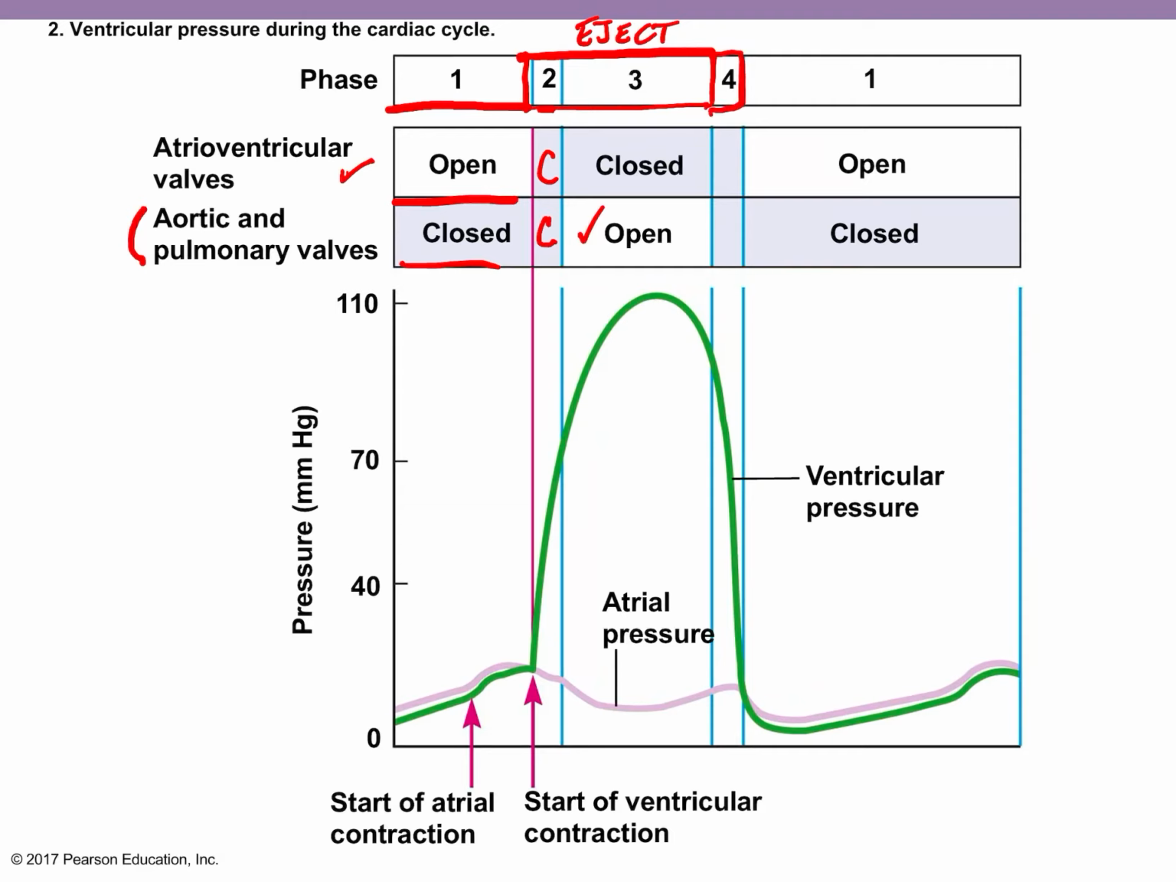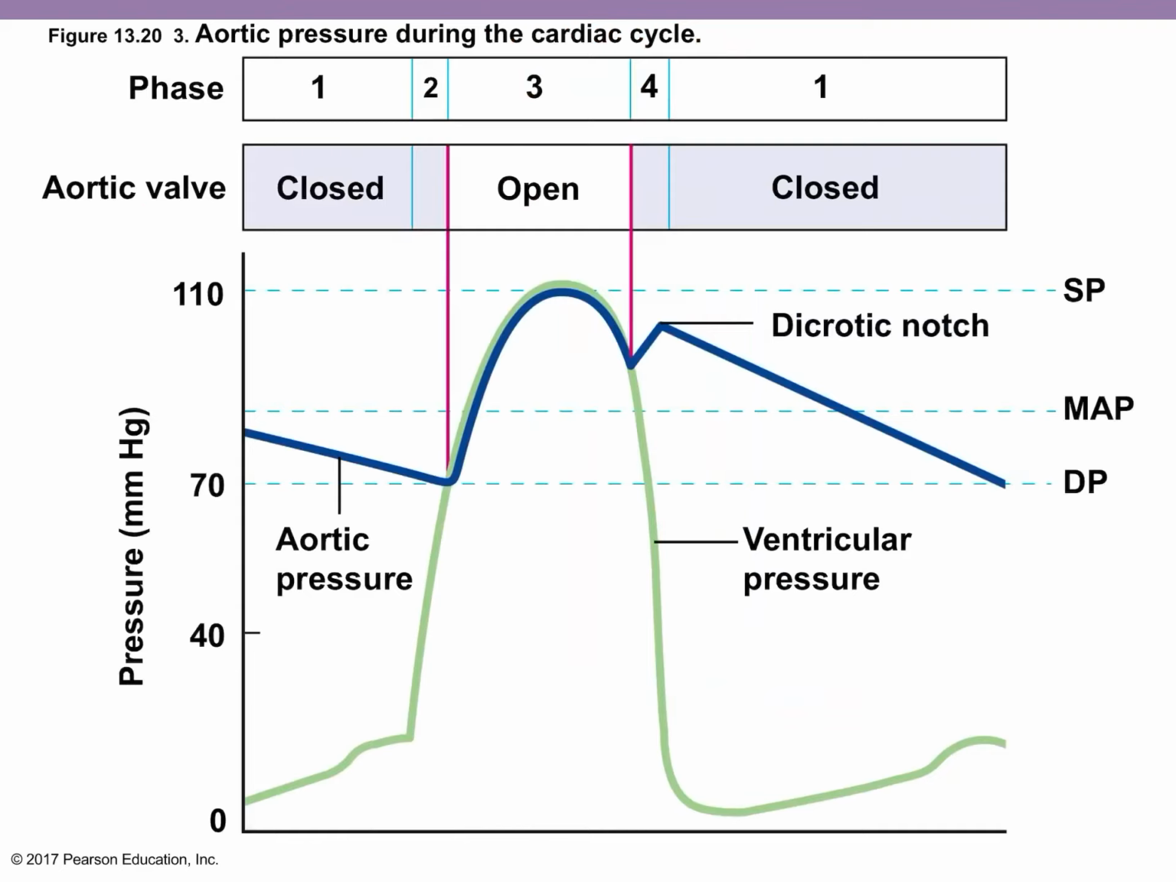Number 4, right? And again, both of our valves are closed. No blood's going anywhere, closed and closed, as our ventricles are relaxing. So hopefully that makes sense to you. We can see that we have peak atrial pressure in the middle of our ejection phase.